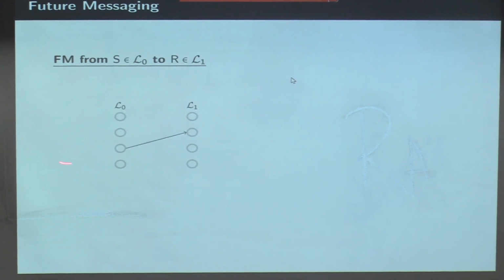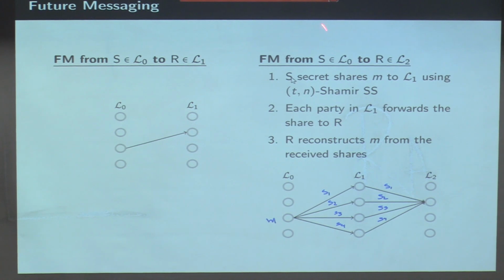So the simplest problem: what if the sender is in one layer and the receiver is in the next layer? Of course, there is a secure peer-to-peer channel between them, so they can send it over this channel. Now consider the case where the sender is in layer 0 and the receiver is in layer 2.